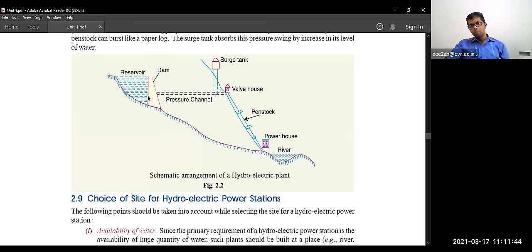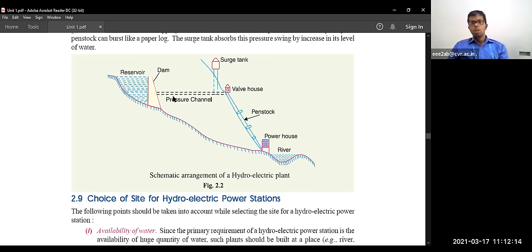Instead of getting only that potential energy, what we are doing is running one tunnel like this. Again, we are going for the penstock like this. This is called the penstock. This pipe is called the penstock. Pipes or tubes, whatever you can call them. This kind of pipes.